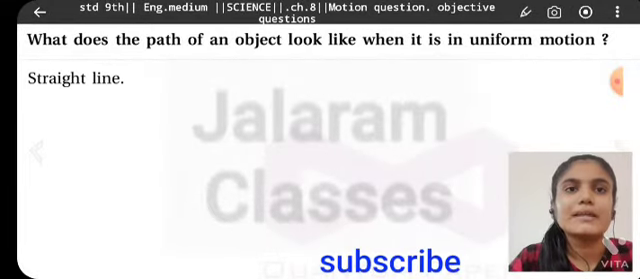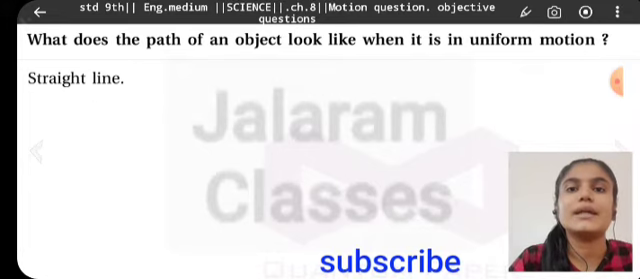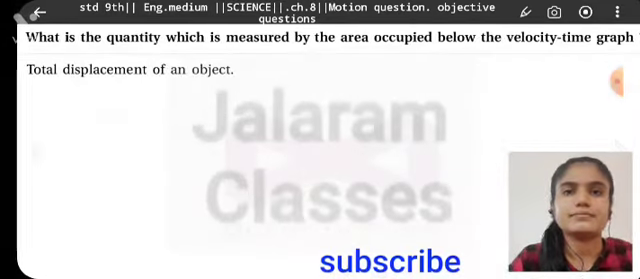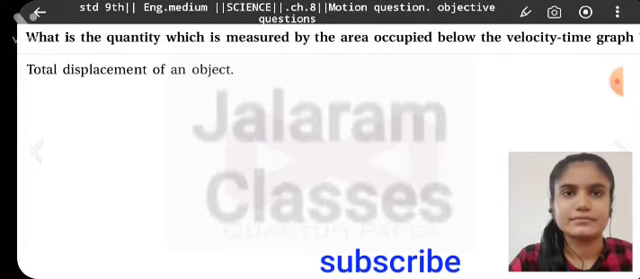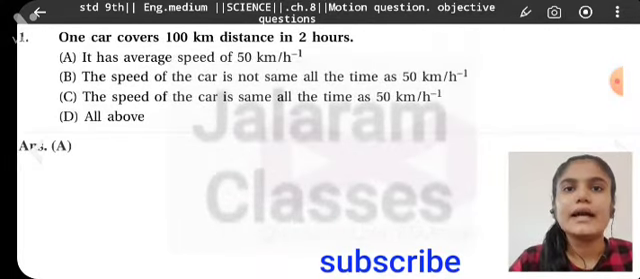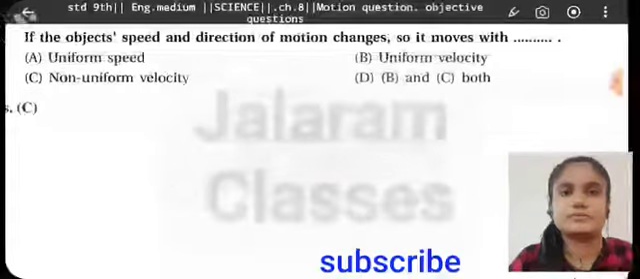What does the path of an object look like when it is in uniform motion? Straight line. What is the quantity which is measured by the area occupied below the velocity time graph? Total displacement of an object. One car covers 100 km distance in 2 hours, then its average speed will be 50 km per hour.